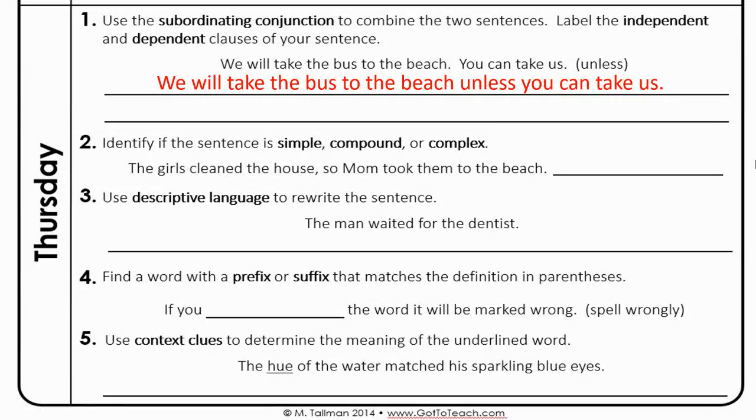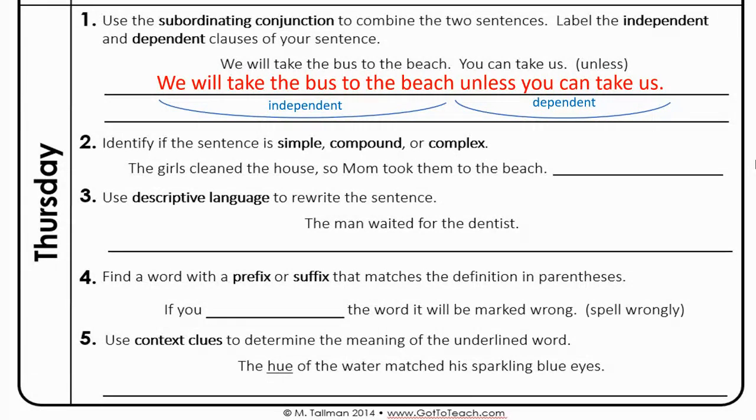Let's label our clauses now. The first clause is, we will take the bus to the beach. Since that could stand alone as a complete sentence, that is an independent clause because, again, independent means by yourself. That portion of the sentence can stand alone by itself. The second clause is, unless you can take us. That, boys and girls, is not a complete sentence, and therefore that is the dependent clause.